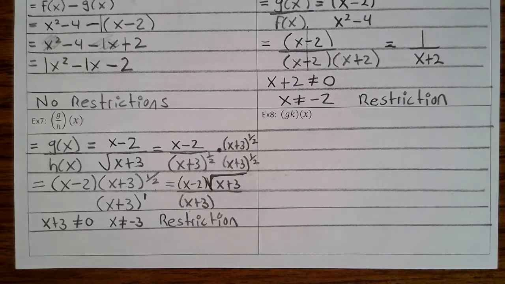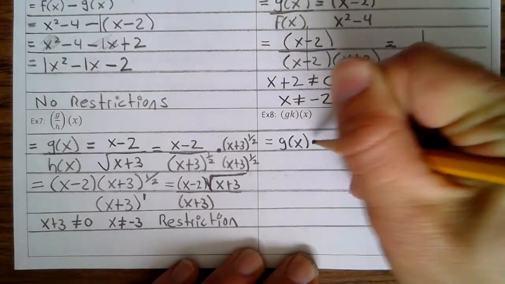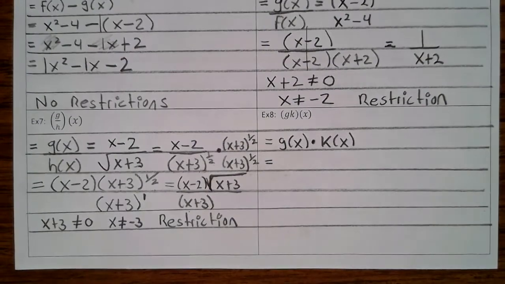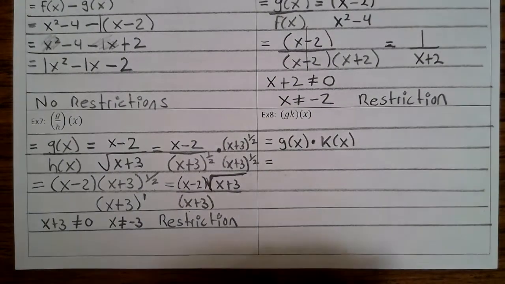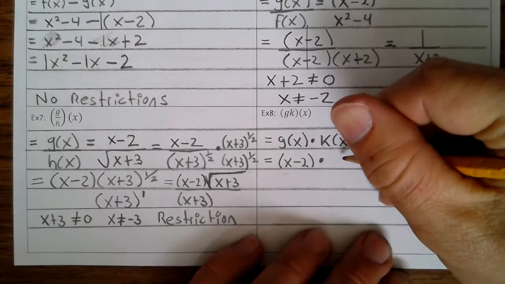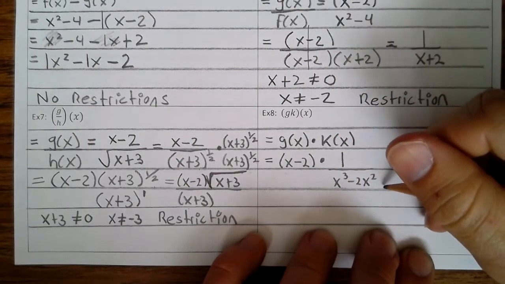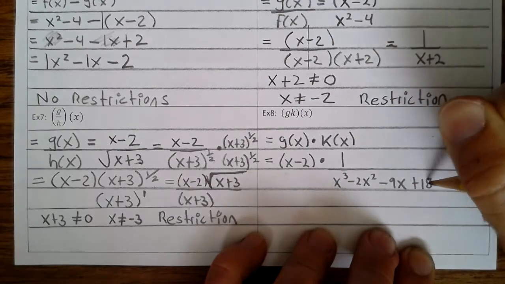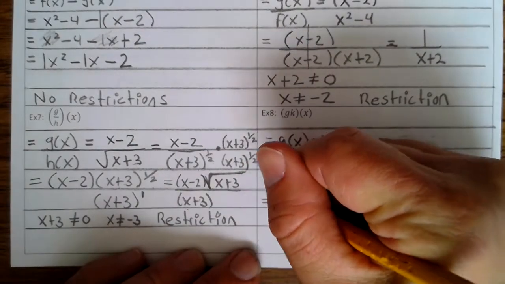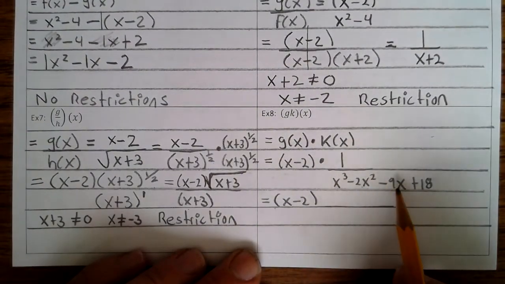All right. Example 8. So now we have g of x times k of x. So g of x is x minus 2 times k of x is 1 divided by x cubed minus 2x squared minus 9x plus 18. Now, at this point, we want to factor the denominator, so we're just left with x minus 2 in the numerator. So now, here, we can probably try factoring by grouping since it's 4 terms.